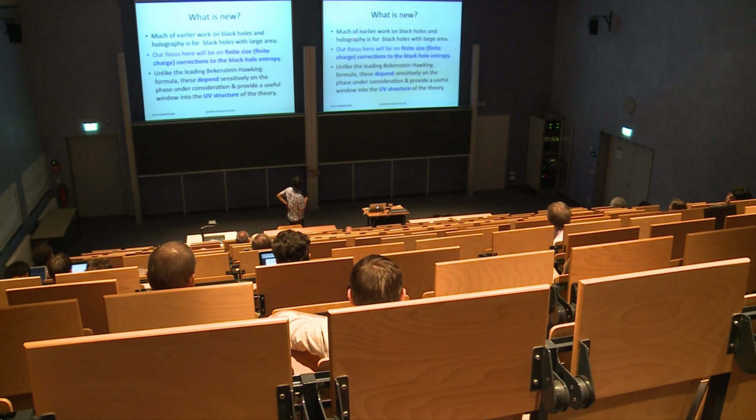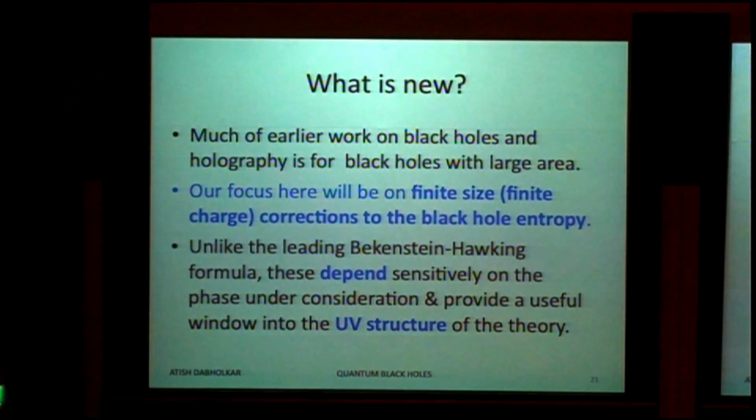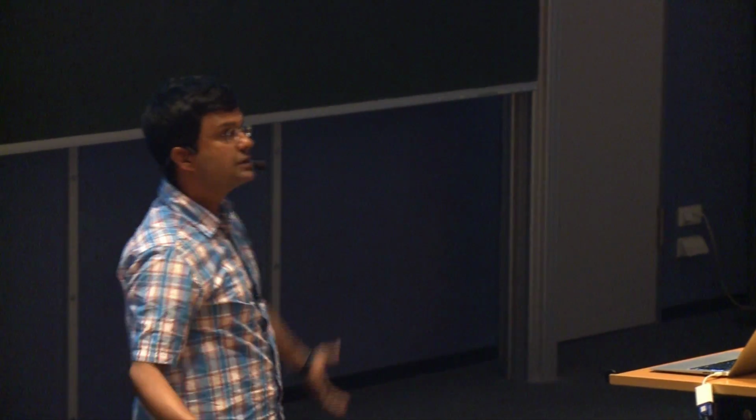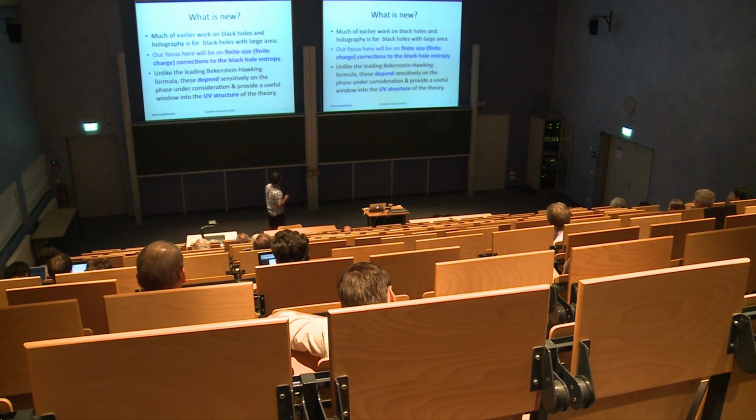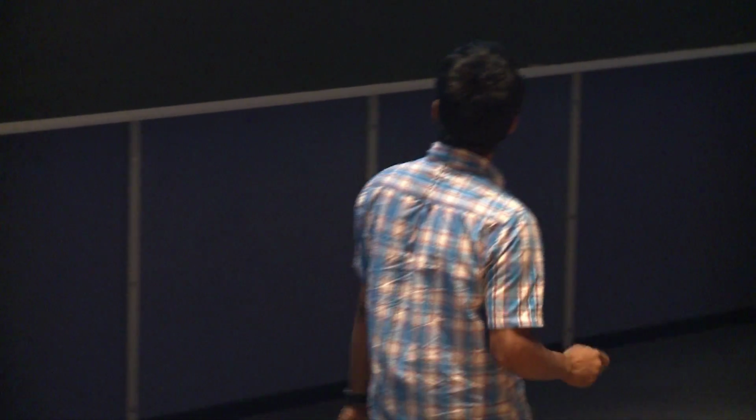So what is new is that much of the earlier work on black holes, and holography, was for black holes with large area, and now I will move to these quantum corrections to the black hole entropy. All those formulas were valid when the black hole was very large, when the area of the black hole horizon went to infinity. What I want to now ask is, can we compute the entropy of the black hole when the size is actually finite? And can we compute it in a reliable way? We'll take some simple system, but even for a simple system, can we do it?